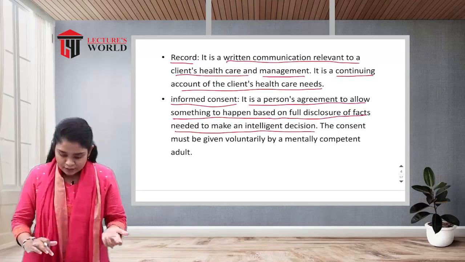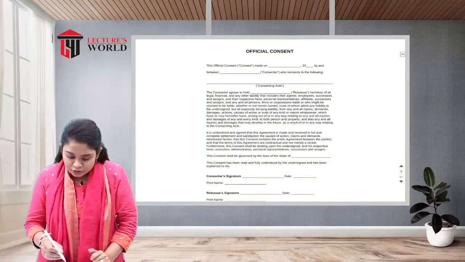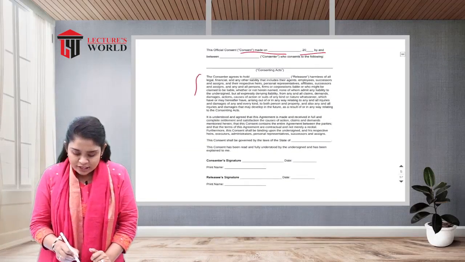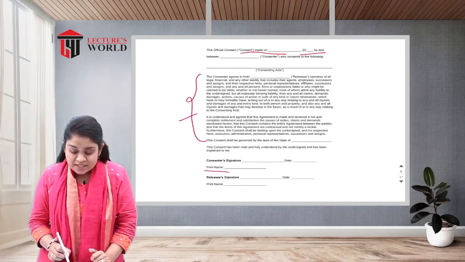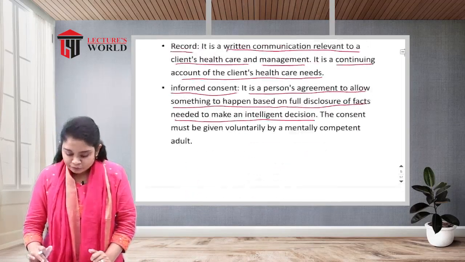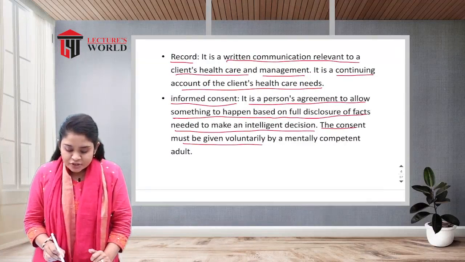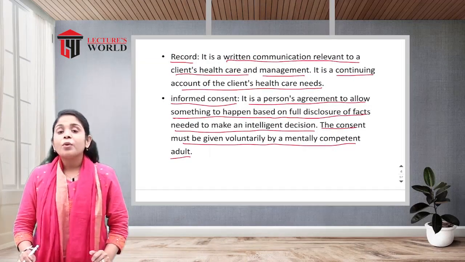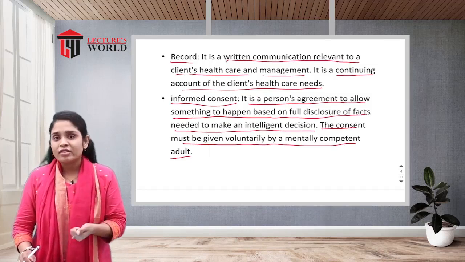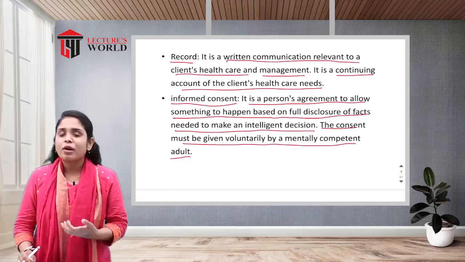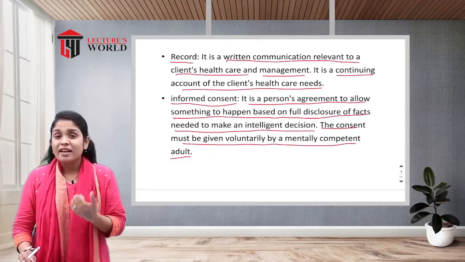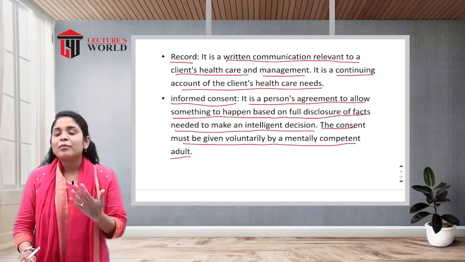I will show you how the consent form looks. Here they will be writing the name, and the date will be there. And what kind of procedure it is, the content will be written over here. Then who is giving the permission, the signature and the name and everything will be written. The consent must be given voluntarily by a mentally competent adult. So who can give the consent? The one who is mentally competent, who is really conscious and who understands everything. The one who is suffering from any emotional trauma, we will not take consent from them. Only from the one who is emotionally and mentally healthy will we take the consent.